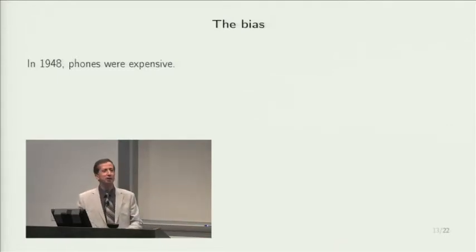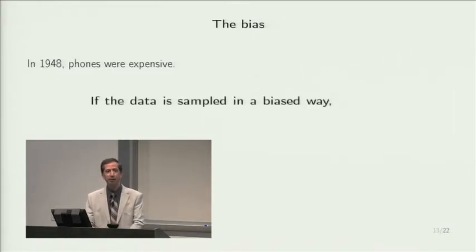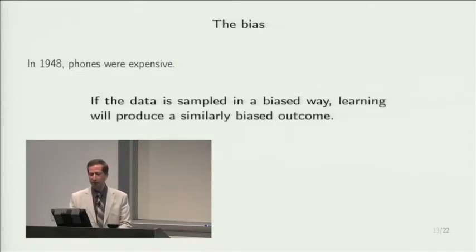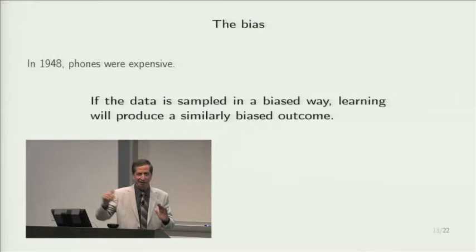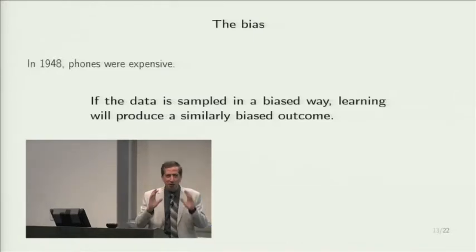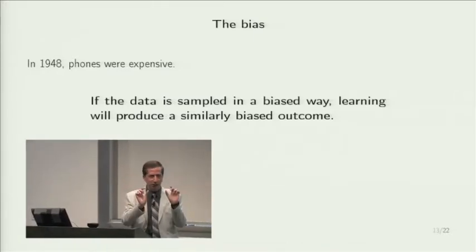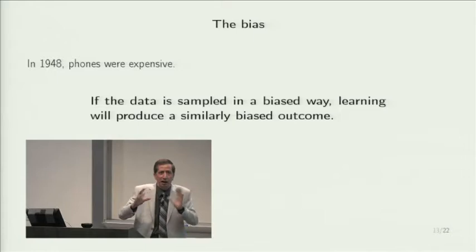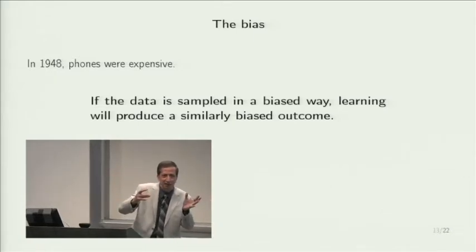And that brings us to the statement of the sampling bias principle. It says that if the data is sampled in a biased way, then learning will produce a similarly biased outcome. Learning is not an oracle, not like the football oracle, okay? Learning sees the world through the data you give it. I'm a learning algorithm, here's the data. You give me skewed data, I'm going to give you a skewed hypothesis. I'm doing my job. I'm trying to fit the data.